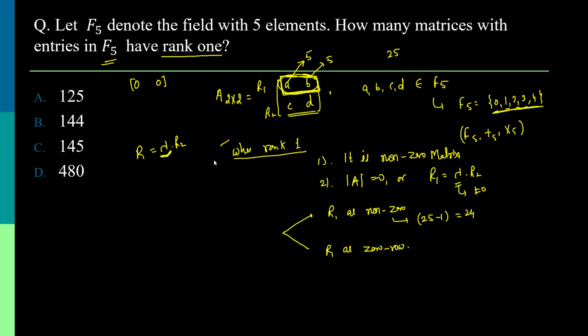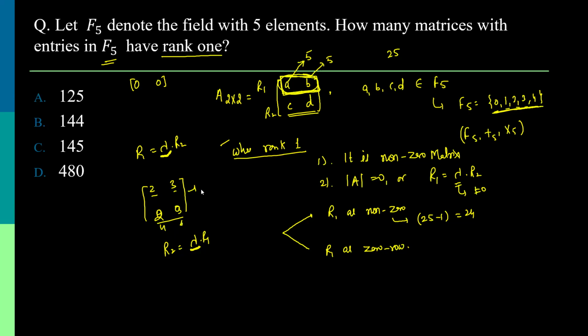Okay. So now how many such R2 exist? Suppose I am taking one choice, let your R1 be (2, 3). So for this R1, how many R2 are possible? R2 can be taken as (0, 0). I am taking R2 as some lambda times R1. So if lambda is 0, then (0, 0) is there. If lambda is 1, it will be (2, 3). If lambda is 2, then it will be (4, 6).